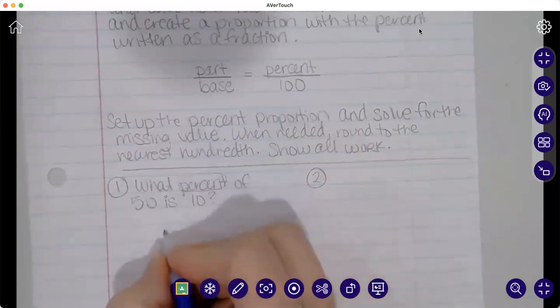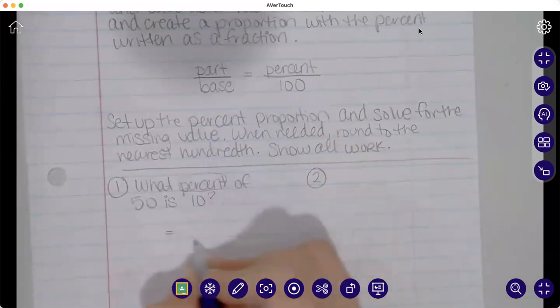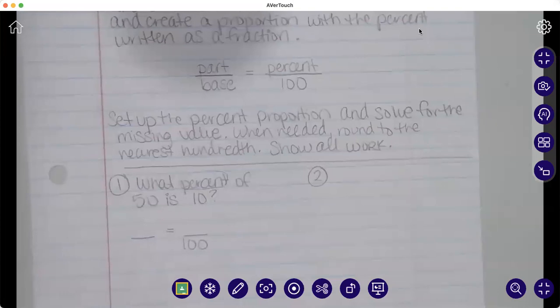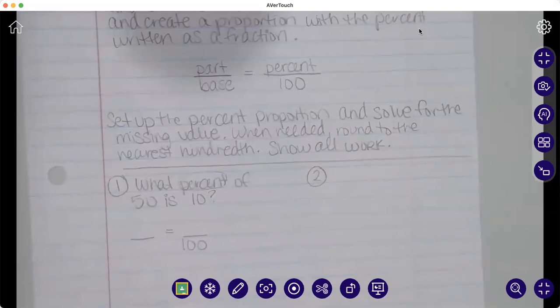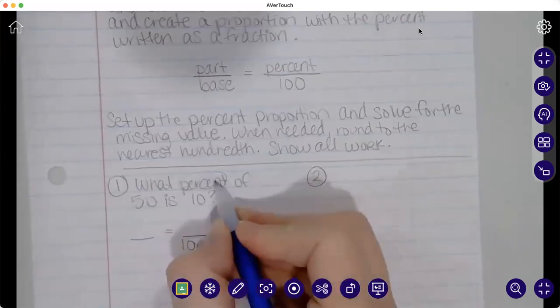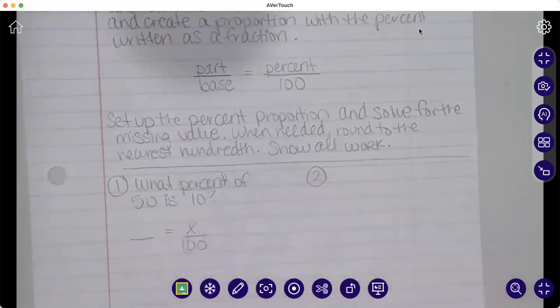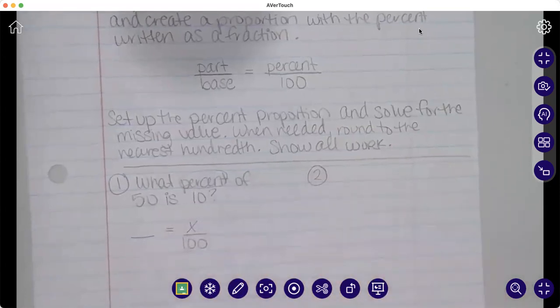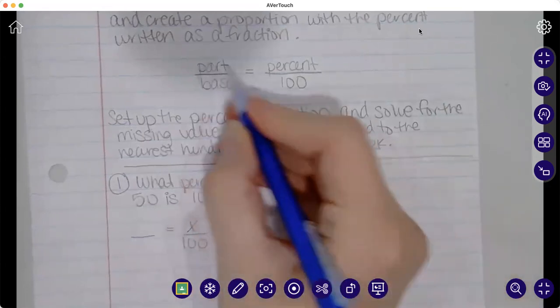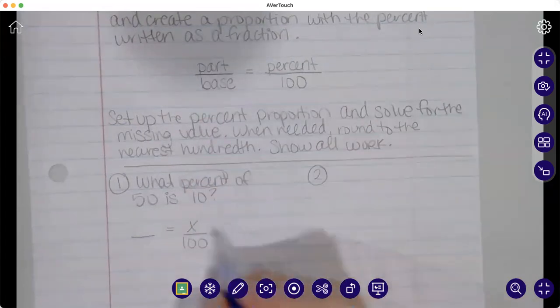So when I'm setting up my proportion, remember, I always know it's going to be divided by 100 in the second fraction. And we are clearly looking for the percent, meaning this is what's going to be my unknown. Now you can use whatever letter you'd like. You can use a P, a B, an X, whatever you'd like. But we are clearly going to be looking for the percent.